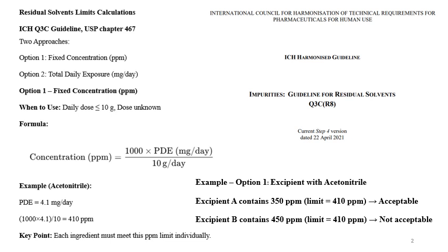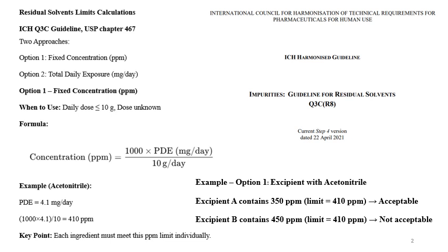Now once again we will come to options 1 and 2. Option 1 is known as the fixed concentration or ppm option. When the daily dose of the product is less than or equal to 10 gram, or your dose is not known, then option 1 can be used. The formula for calculation of the ppm level of the residual solvent is: ppm equals 1000 times PDE divided by 10. Why 10? Because a 10 gram dose is considered as the maximum dose for option 1.